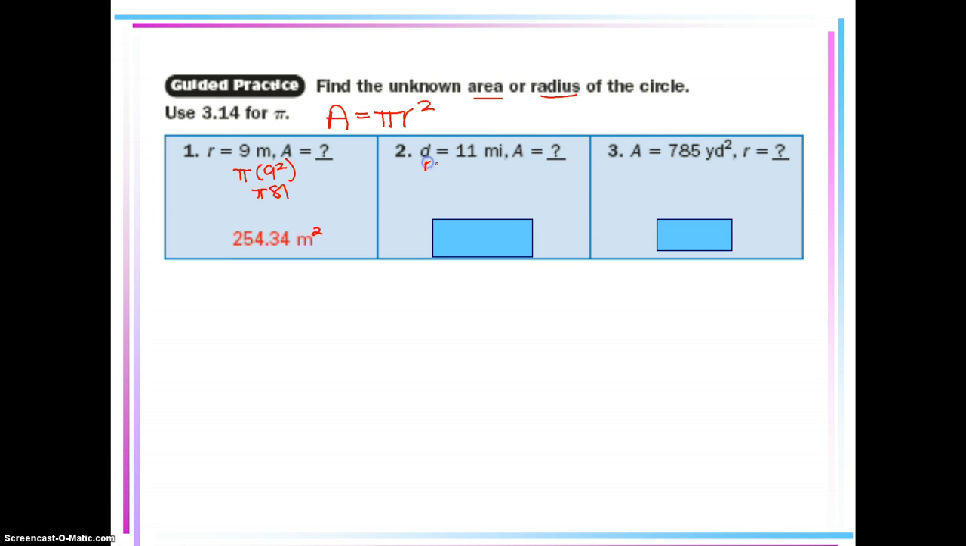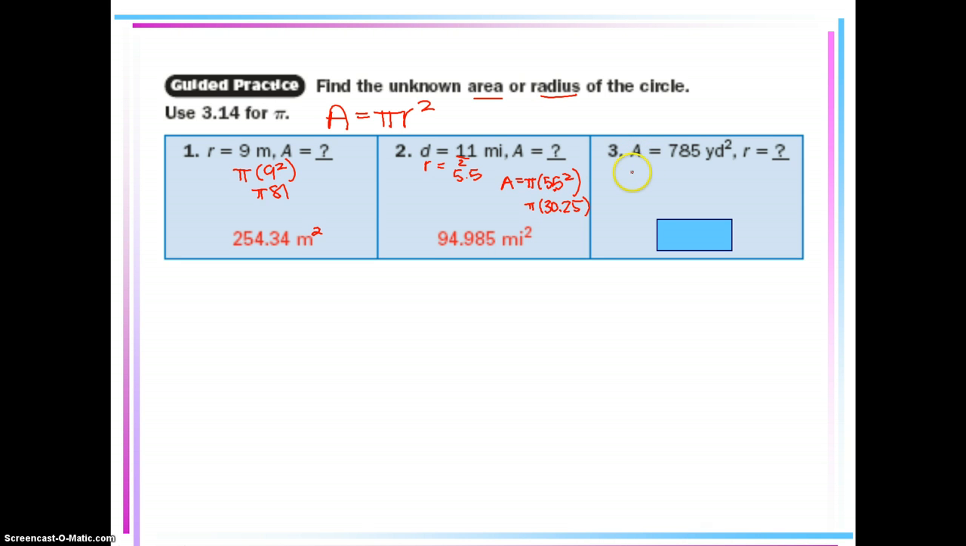Number 2, we need to find r first. Divide by 2. You have 5.5 as r. So area equals pi 5.5 squared. Sorry, this should have been 5.5 is radius. 5.5 squared is 30.25. Multiply it by pi, you get 94.982 miles squared.